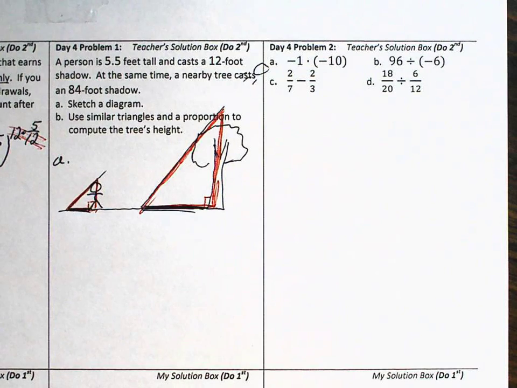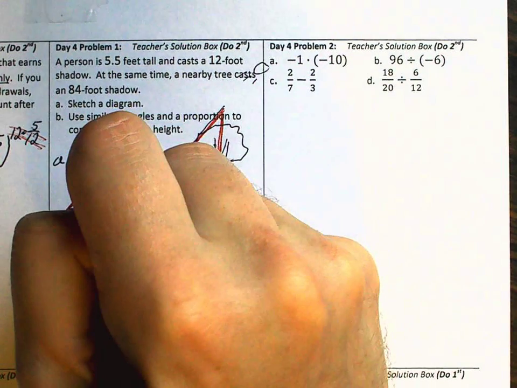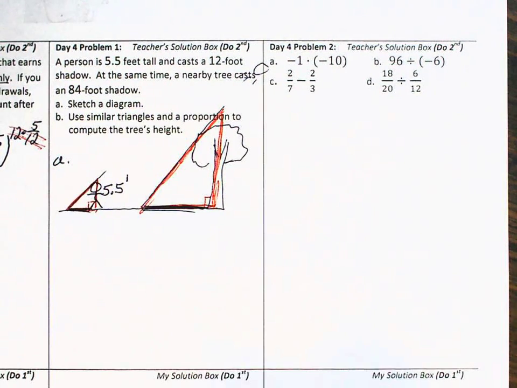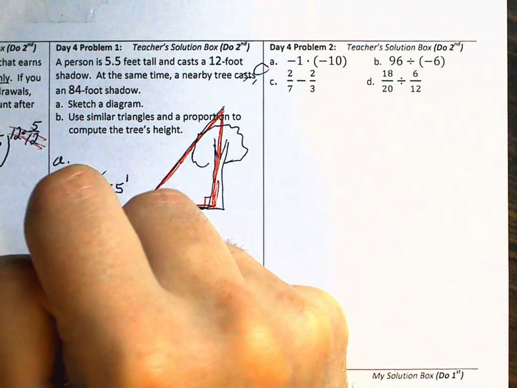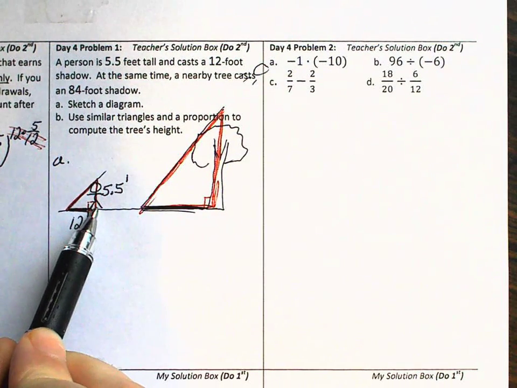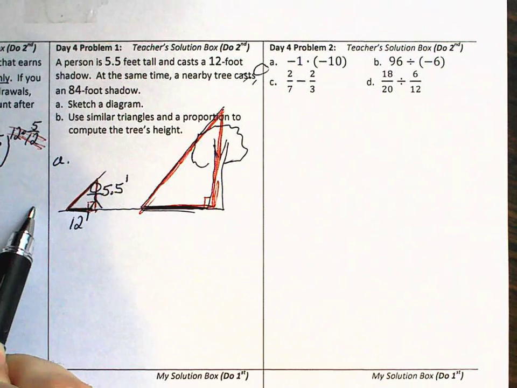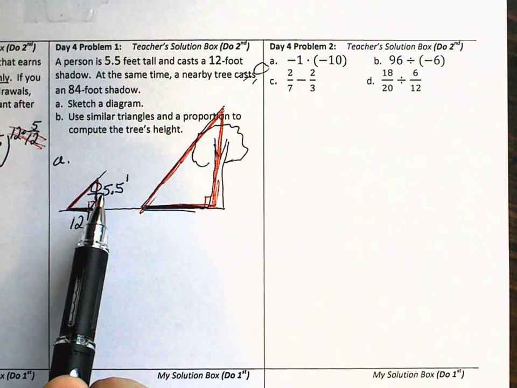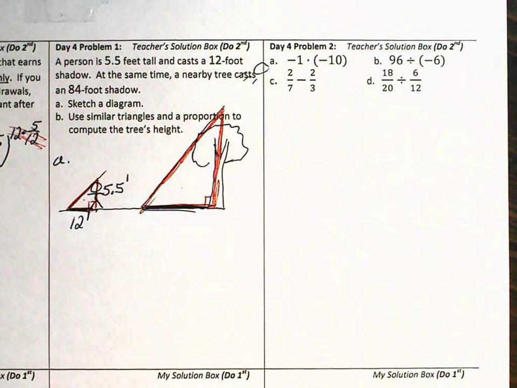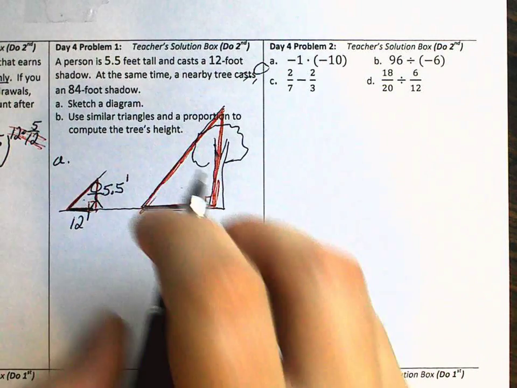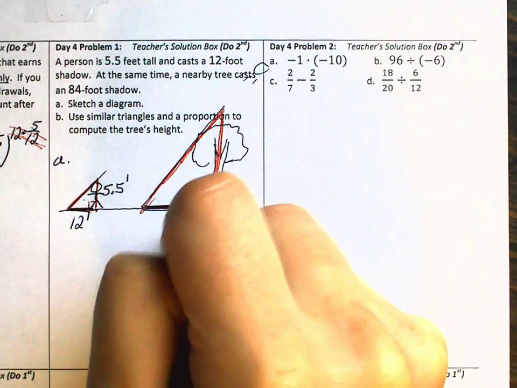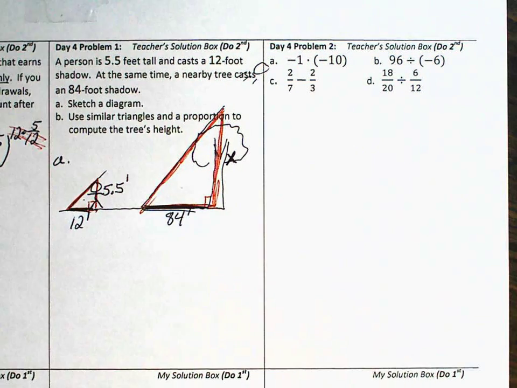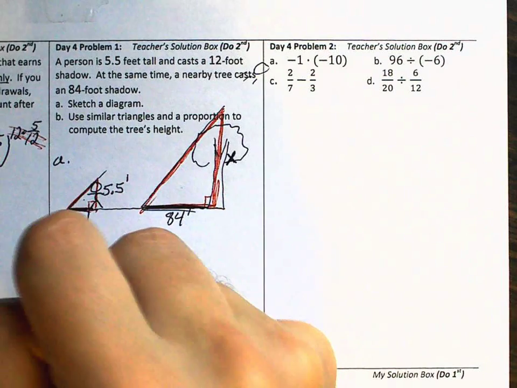We know that the person is 5.5 feet tall, and so this side is 5.5 feet. And the person's shadow is 12 feet long. So I should have drawn this so it actually visually looks about twice as much as this. I didn't do that, and that's okay. The more important thing, though, is that we get the similar shaped triangles. Now the shadow for the tree is 84 feet. And we don't know how tall the tree is, so that's where we label X. So there's the diagram.